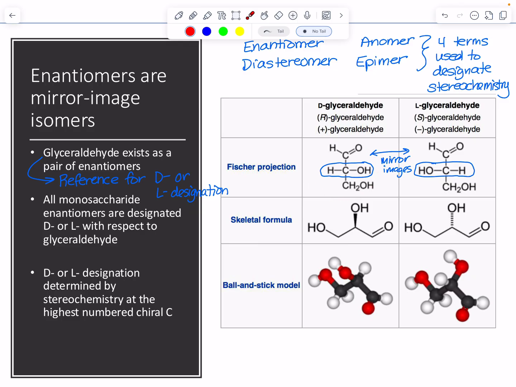D-glyceraldehyde corresponds to R-glyceraldehyde, and L corresponds to S-glyceraldehyde. But when we talk about other sugar monomers, D or L is not going to correspond to optical rotation. So that's just to let you be aware of that.